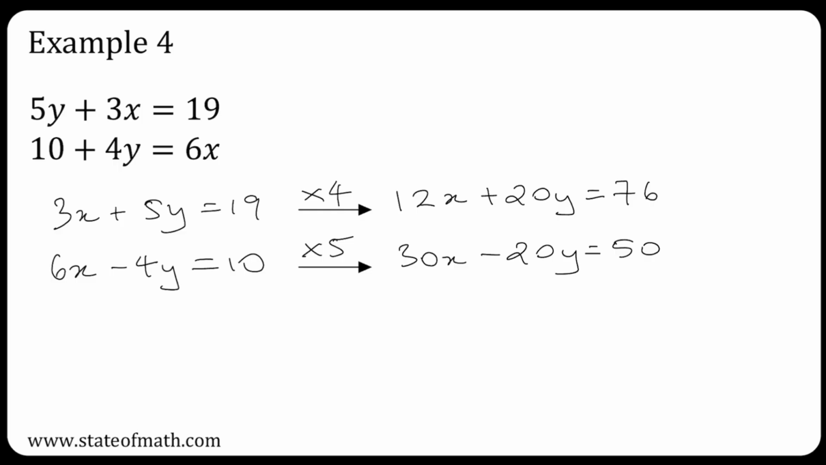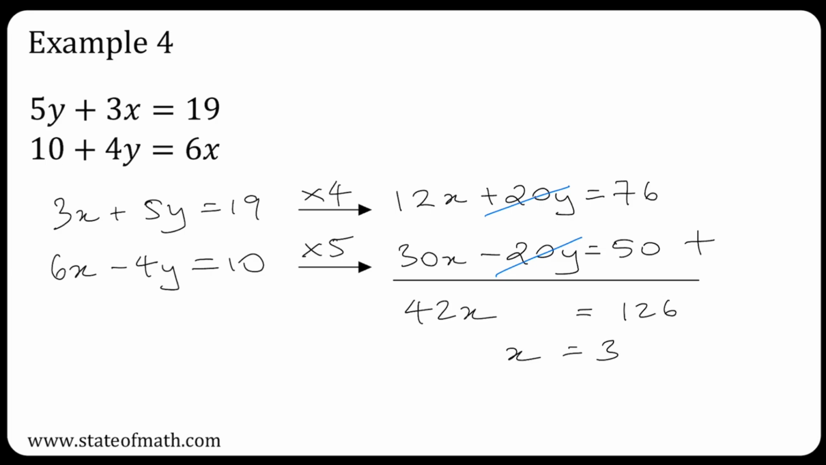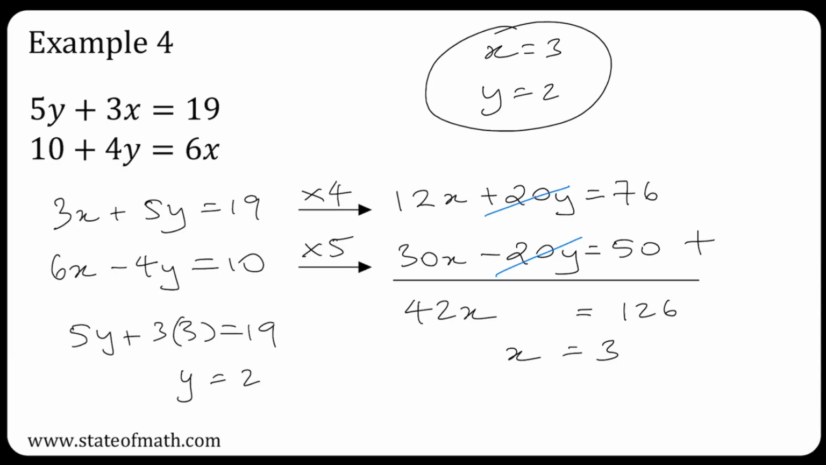And now let's add them. 20y and minus 20y cancel out. The left hand side will give me 42x, the right hand side will give me 126, x comes out to be 3. Replace x equals 3 into the first equation, so 5y plus 3 times 3 is equal to 19, y comes out to be 2. Final solution, x equals 3, y is equal to 2.